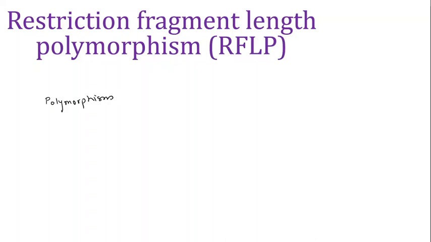So why does this technique exploit this variation? What is the objective of it? This technique is used to distinguish individuals, populations and species. Or it is also used to pinpoint the locations of the genes within the sequence.